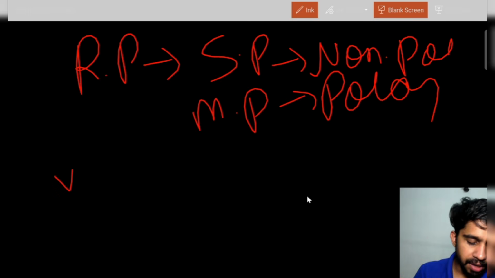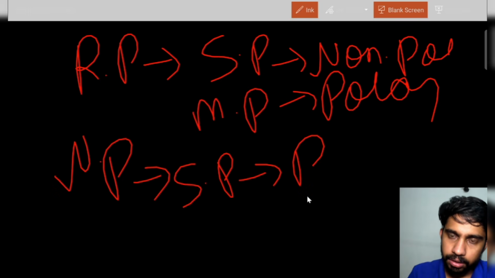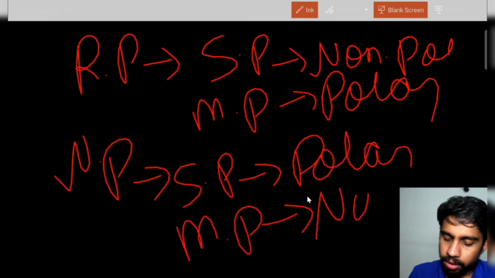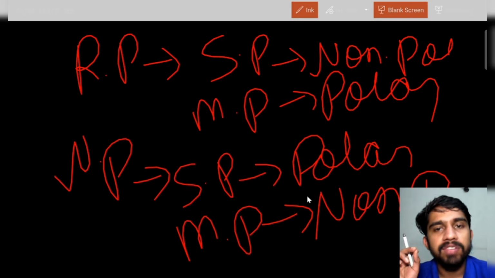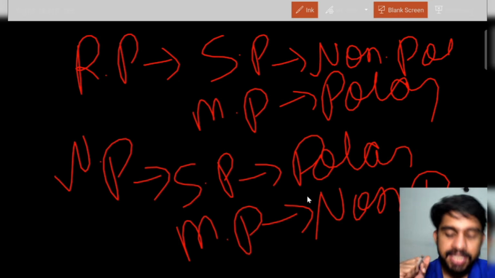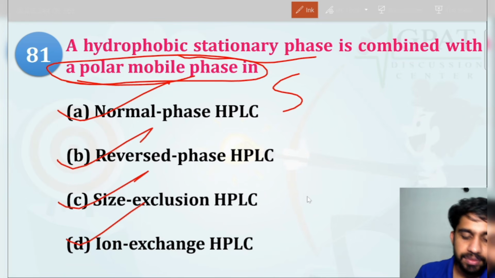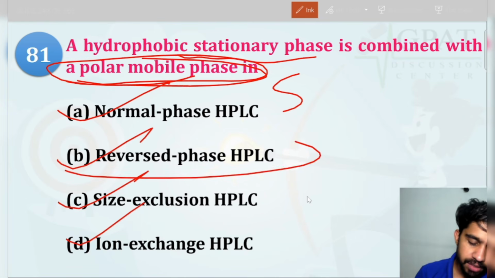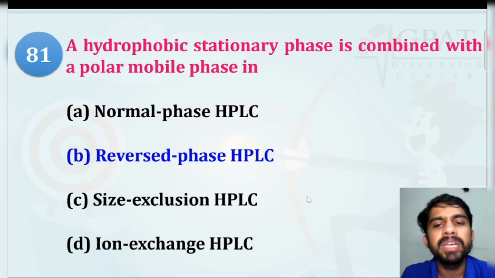And in normal phase, your stationary phase is polar and your mobile phase is non-polar. Just remember this. Reverse phase: stationary phase non-polar, mobile phase polar. Normal phase: stationary phase polar, mobile phase non-polar. Here they say the mobile phase is polar, and that is in your reverse phase HPLC. The correct answer for this question will be your option number B.